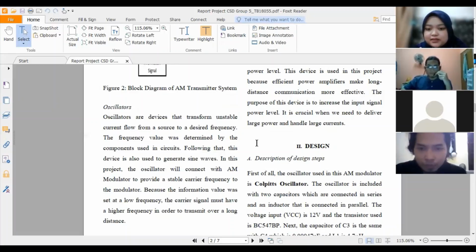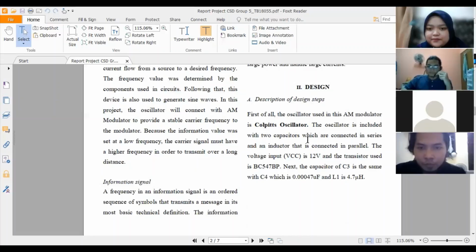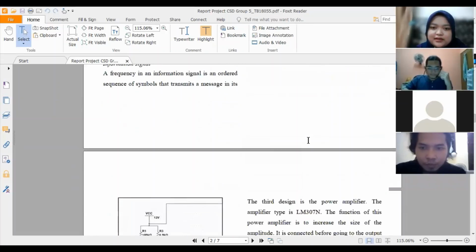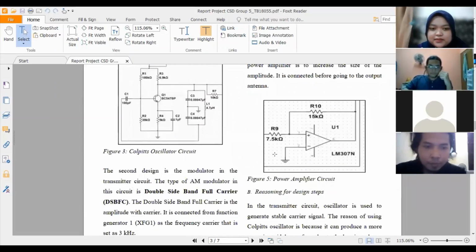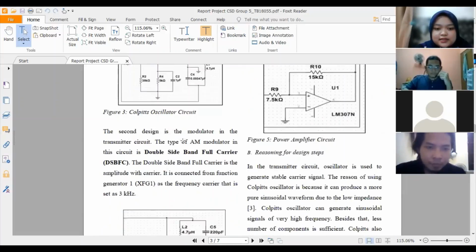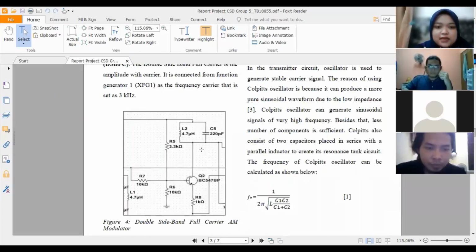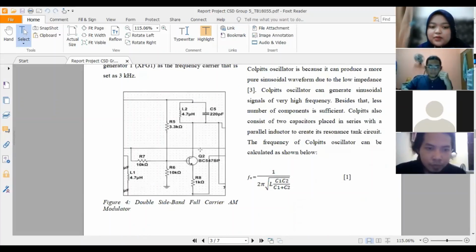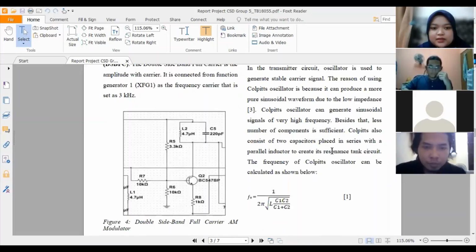We have 3 designs, which are the Colpitts oscillator, AM modulator, and amplifier. For the Colpitts oscillator, we have two capacitors connected in series and 1 inductor in parallel. Next is the AM modulator. The type of AM modulator that we use is double sideband full carrier. So we connect the AM modulator with a function generator as the frequency carrier that is set at 3 kHz.